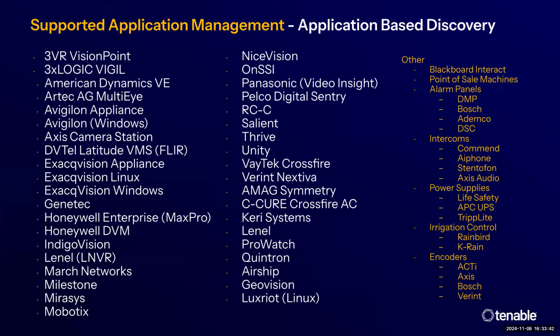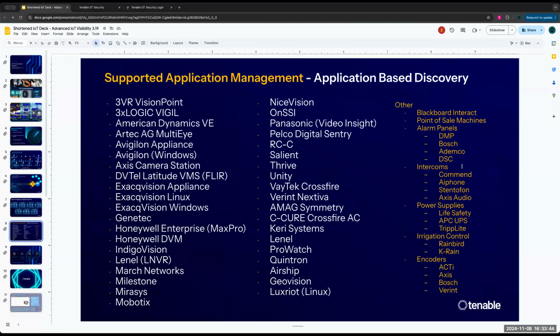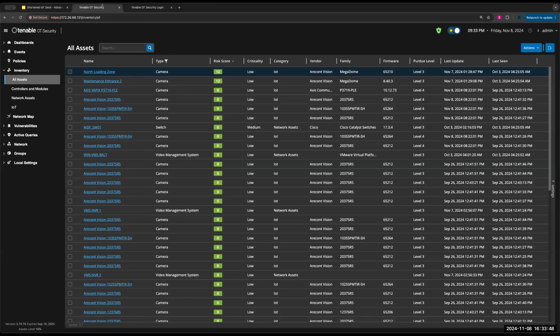Let's show what this brings us in Tenable OT. Looking at our assets inventory that has been brought into Tenable OT, we can see a collection of different IoT devices like cameras, switches, and video management servers. We can see a variety of different data points about those assets, such as their family, their firmware version, and their IP addresses, if we know them.